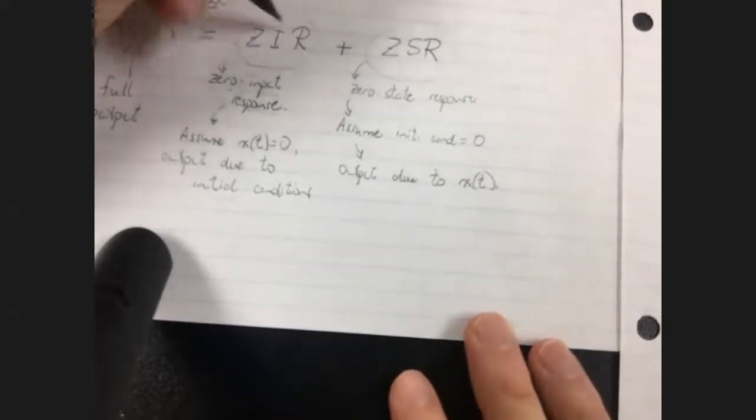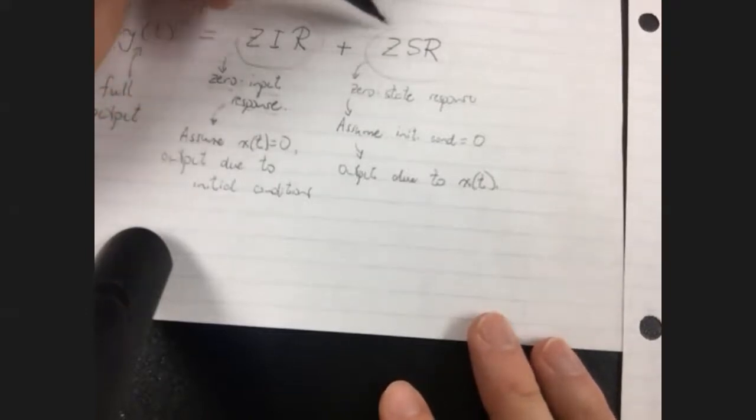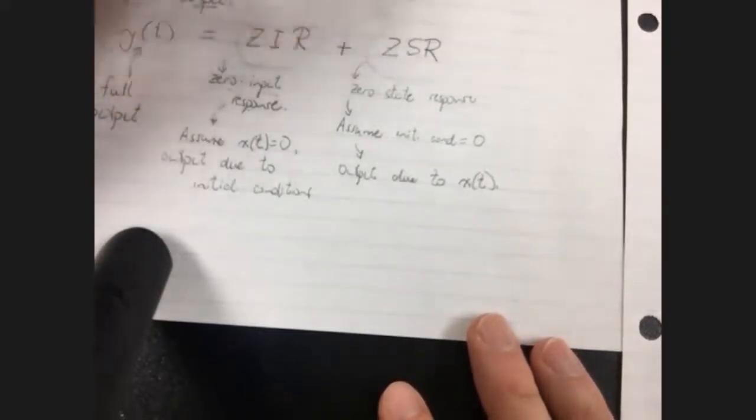All right, so that's going to be our general approach to this. So we'll start with this one here. We'll start with a ZIR, and there's kind of a step-by-step method to do that, and then we'll look at the ZSR in the next class. All right.